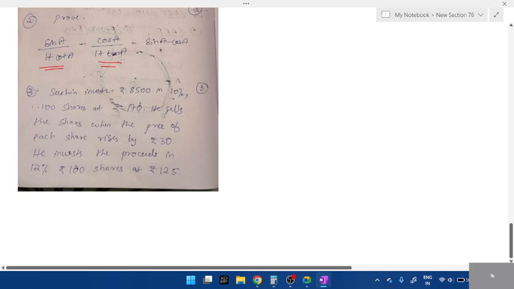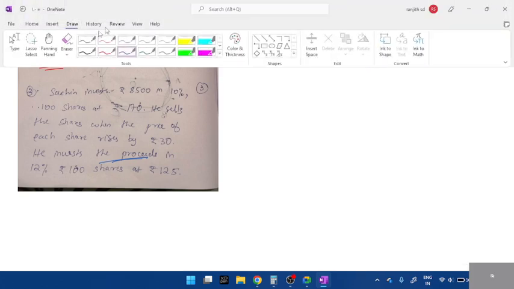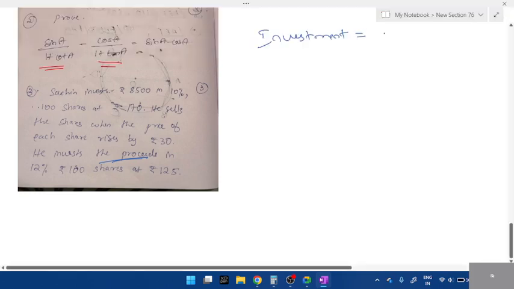Okay, next. How much did Sachin invest? Which question is this? Sale proceed question. How much did Sachin invest? Concentrate. This part I didn't teach you, but it's a simple one. I'll just tell you the concept. What's the investment?